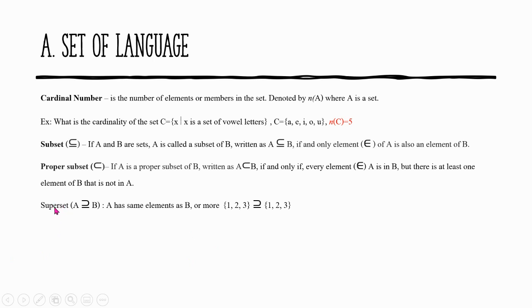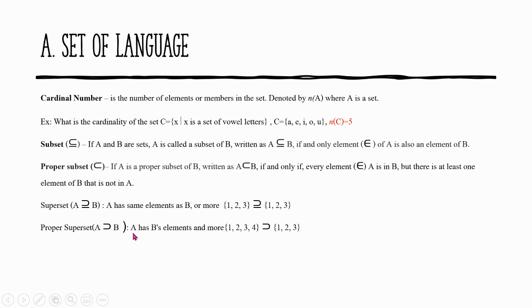A superset has the same elements as B. That means both set A and set B contain the same elements inside their brackets. Then we call them supersets. We also have a proper superset. For a proper superset, there is no line below. It is the same as the proper subset, but inverse.